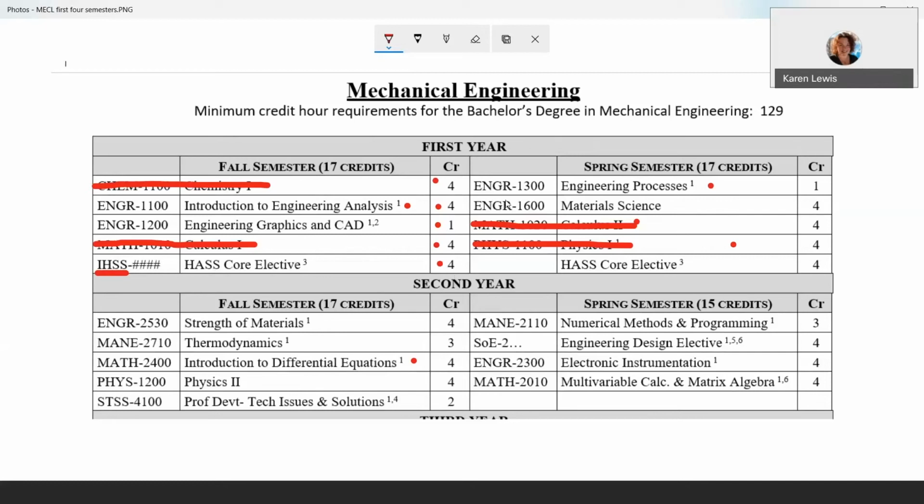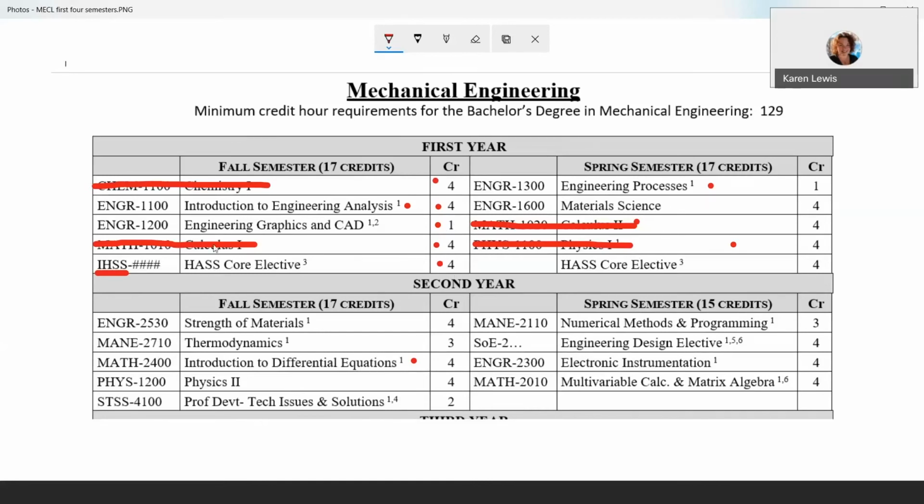So looking at spring, we have Materials Science, which requires Chemistry 1 as a prerequisite. So if you have chemistry already, we could easily move Materials Science over to that first semester. We can also move over Physics 1 if that's a course that you don't have credit in. So those two would be choices for you to move.